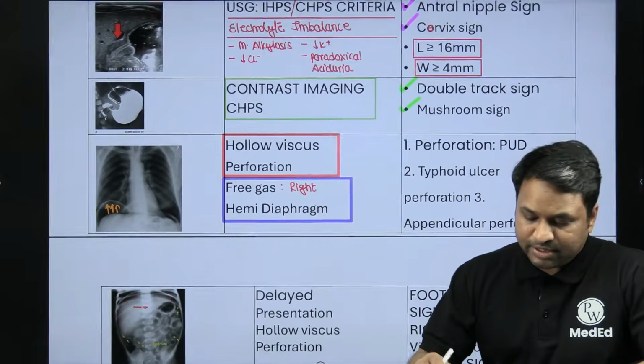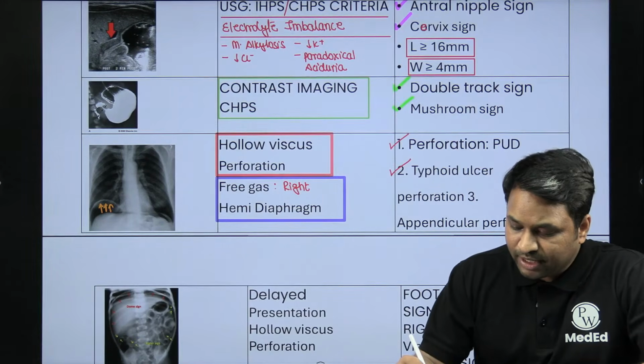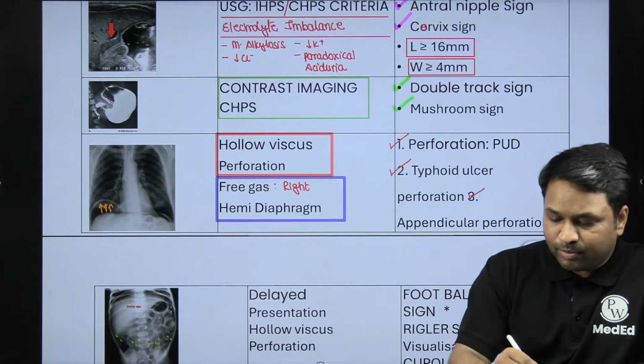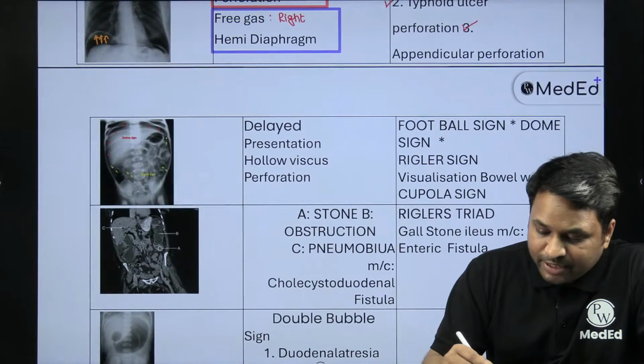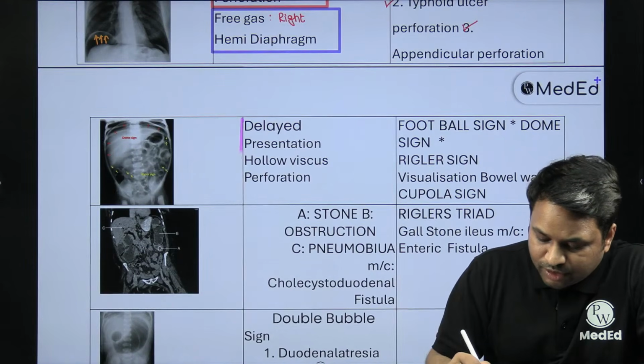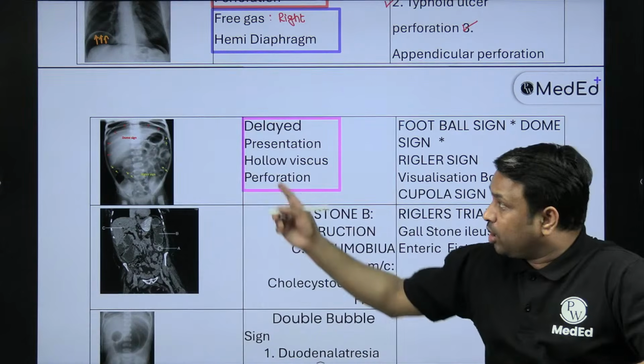Now, conditions where you will see this. Number one is perforation in peptic ulcer disease, typhoid ulcer perforation, and appendicular perforation. If you have delayed presentation in a hollow viscous perforation, the whole abdomen will be filled up with air.